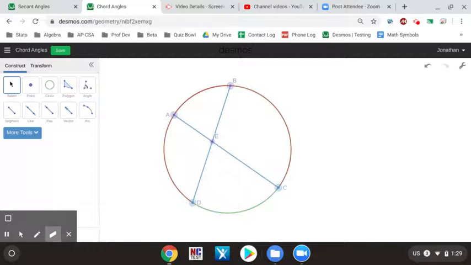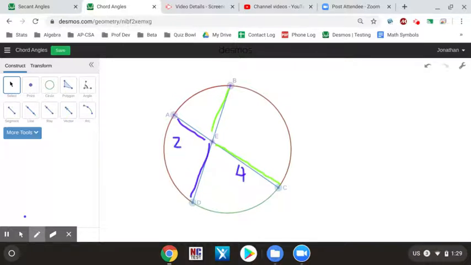Basically, these segments are the little pieces of the chord. So I have, let's say, one piece here, AE, and another piece here, EC, and I have a piece here, BE, and a piece here, DE. Well, if I multiply these segments, so if this is 2 and this is 4, if this was 3, I could find out what this was. And here's what I mean.